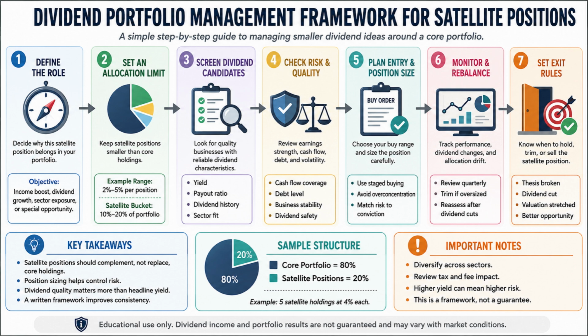Next, you monitor and rebalance the satellite position over time. Track performance, dividend changes, valuation changes, and allocation drift. A quarterly review can help you decide whether the position still fits your plan. If it becomes too large, you may trim it. If the dividend is cut or the business changes, you may need to reassess the original thesis.